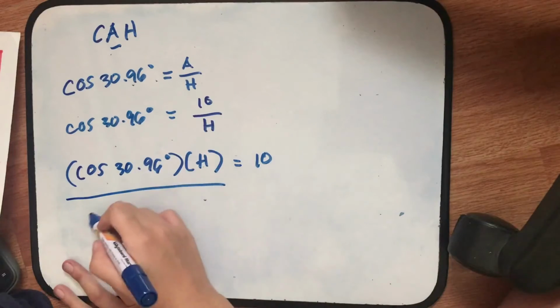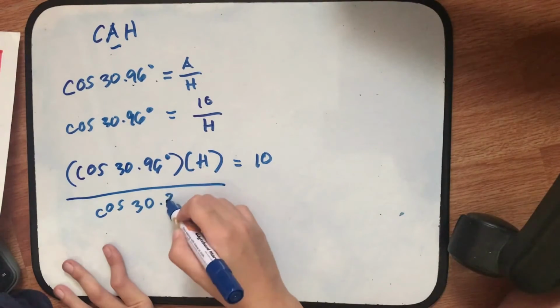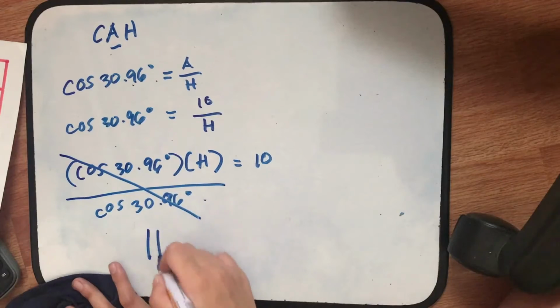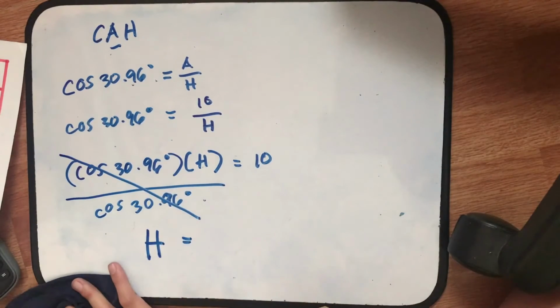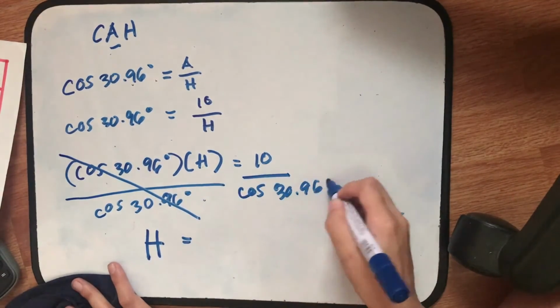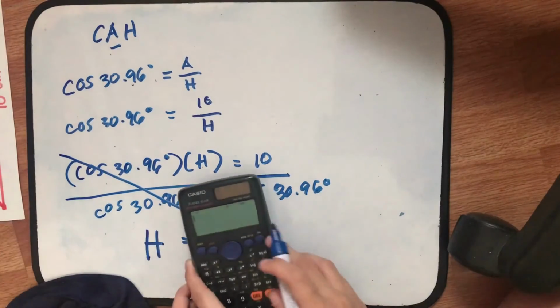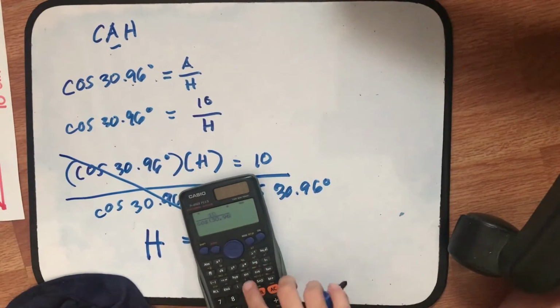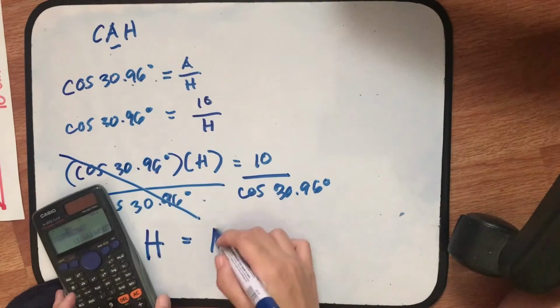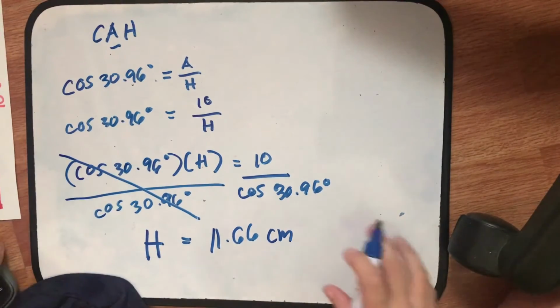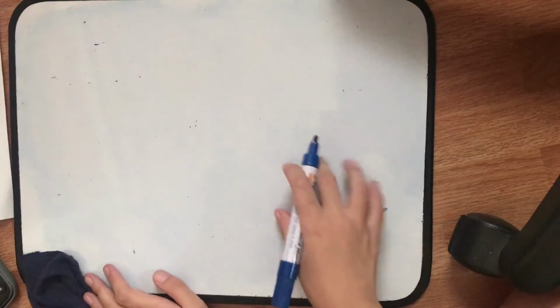We just have to divide it by the cosine so that we can cross out cosine, and the remaining variable will be the hypotenuse. Divide this side as well by cosine 30.96 degrees. Input that into the calculator: 10 over cosine 30.96. The result is 11.66, rounded off to the nearest 2 decimal places. Centimeters, because it is a side. Now, this is the first method.